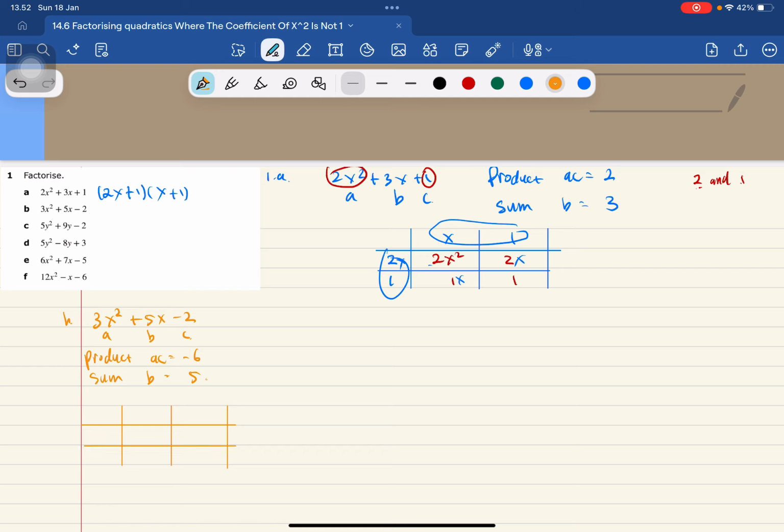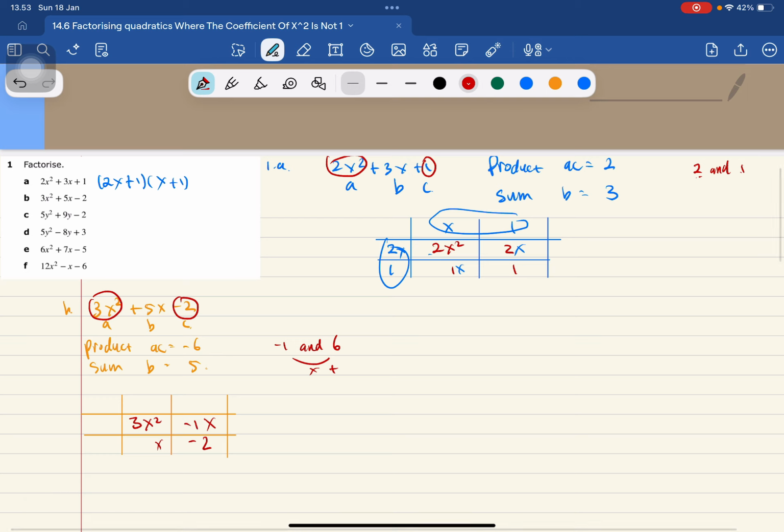So we know the A is 3x squared, so we write it here, 3x squared. And here is minus 2. So we need to find these two numbers, the coefficients of x and x. When we multiply, it equals minus 6. However, when we add, it's going to be 5. So we will get minus 1 and 6. When we multiply, it equals minus 6. When we add, the sum is going to be 5. So we can write here minus 1 and 6.